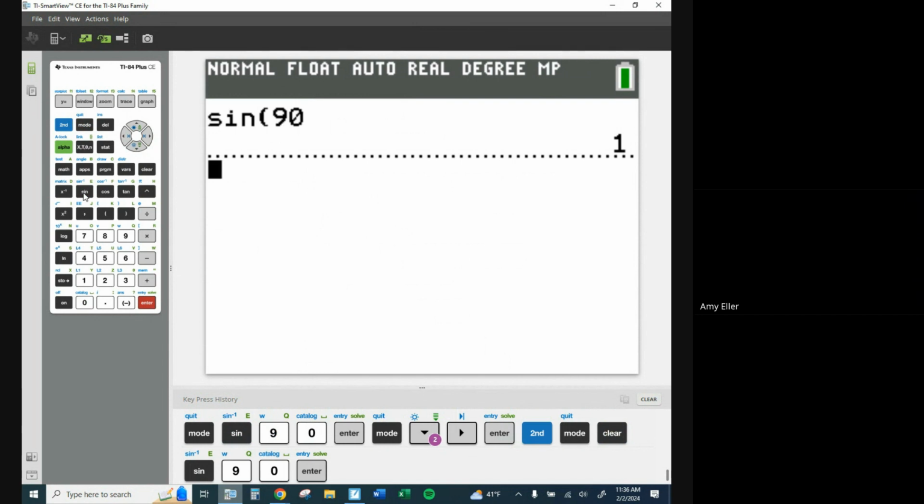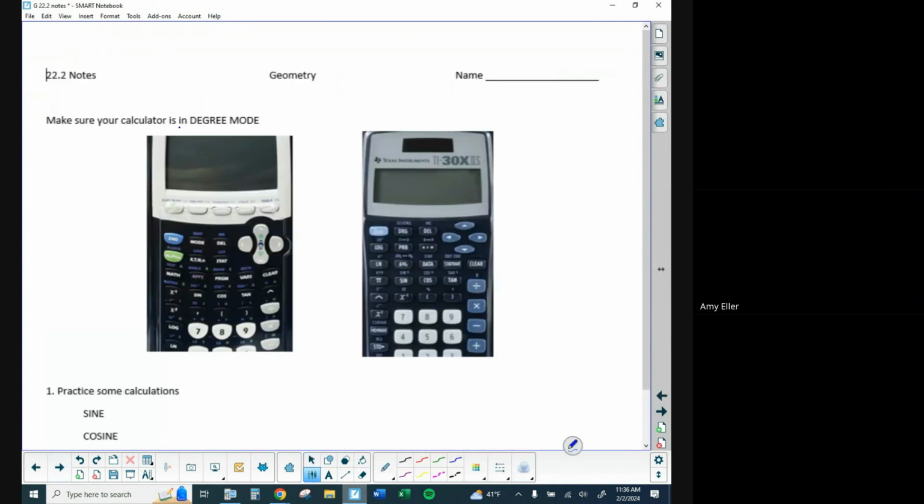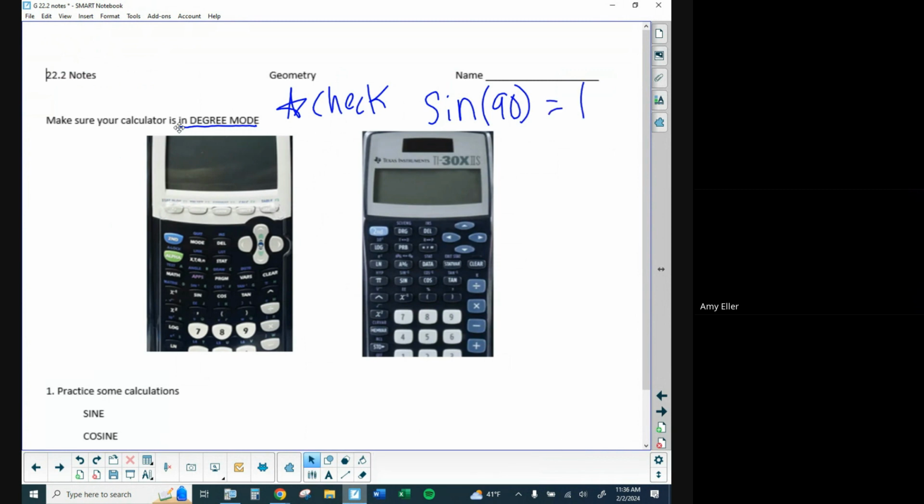Let's put on the top of our notes, right by where it says, make sure your calculator's in degree mode, check. Sine of 90 should be 1. Of course, you can go to the mode and do it. This is just a double check. Like, yep, my calculator is ready.